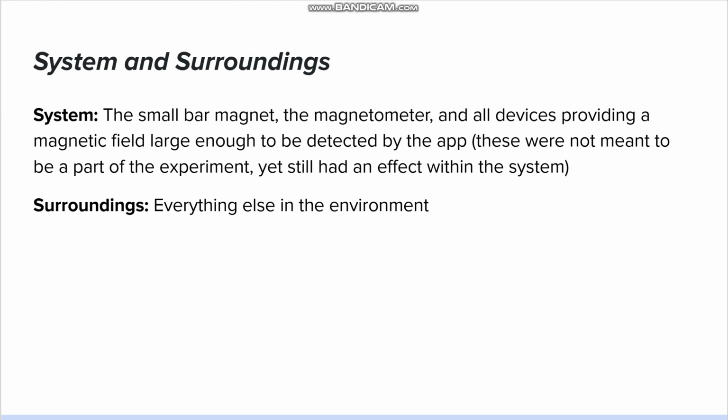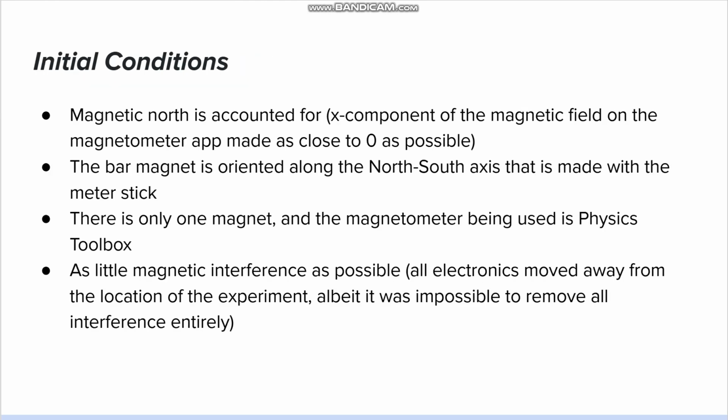Systems and surroundings. The system in this lab was a small bar magnet, the magnetometer, and all devices providing a magnetic field large enough to be detected by the app, albeit these were not meant to be a part of the experiment, but still had an effect within the system. And then the surroundings was everything else in the environment.